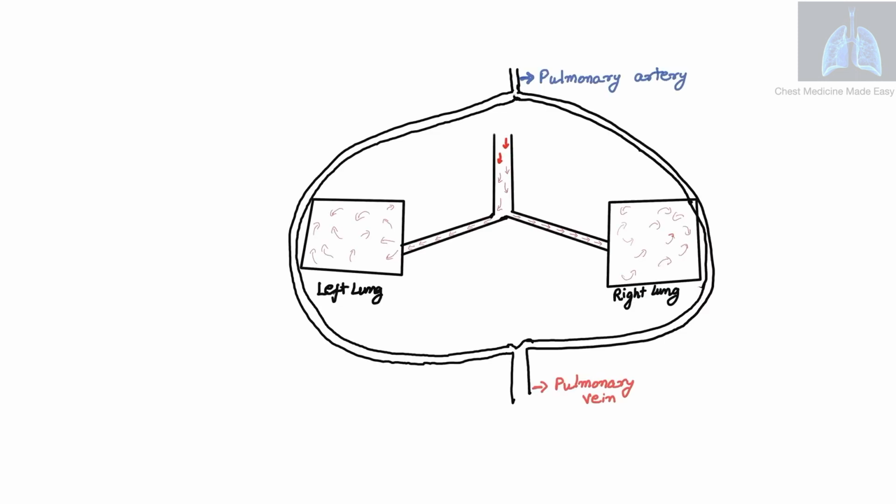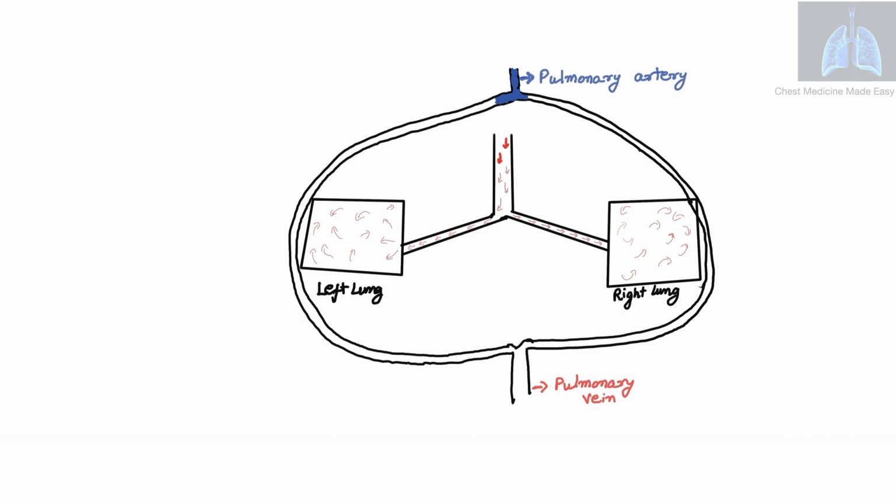Let us look at what happens normally. Here you can see representations of the two lungs, the left and right. You can see the airways, and the outer circle represents the pulmonary artery on the left and the right side, which joins together to form the pulmonary vein at the bottom of your picture. You can also notice that the airways carry air into both lungs.